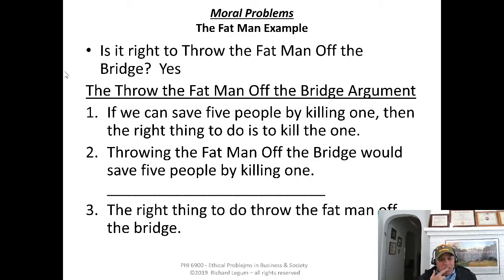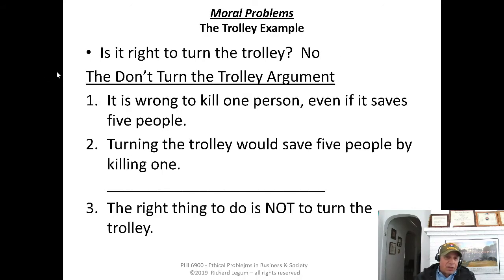But what's funny is the majority of people in the first argument thought that was a good premise. If you can save 5 people by killing one, then the right thing to do is to kill one. And when we got to this example, most people said, gee, that isn't the right thing to do. Now we could go through the minority opinion in the trolley example, and I'll go back one because I think that's the last argument. Is it right to turn the trolley? No, it's wrong to kill one person, even if it saves 5 people. Turning the trolley would save 5 people. Therefore, the right thing to do is not to turn the trolley. And the people in the majority discounted that first principle, the moral principle.